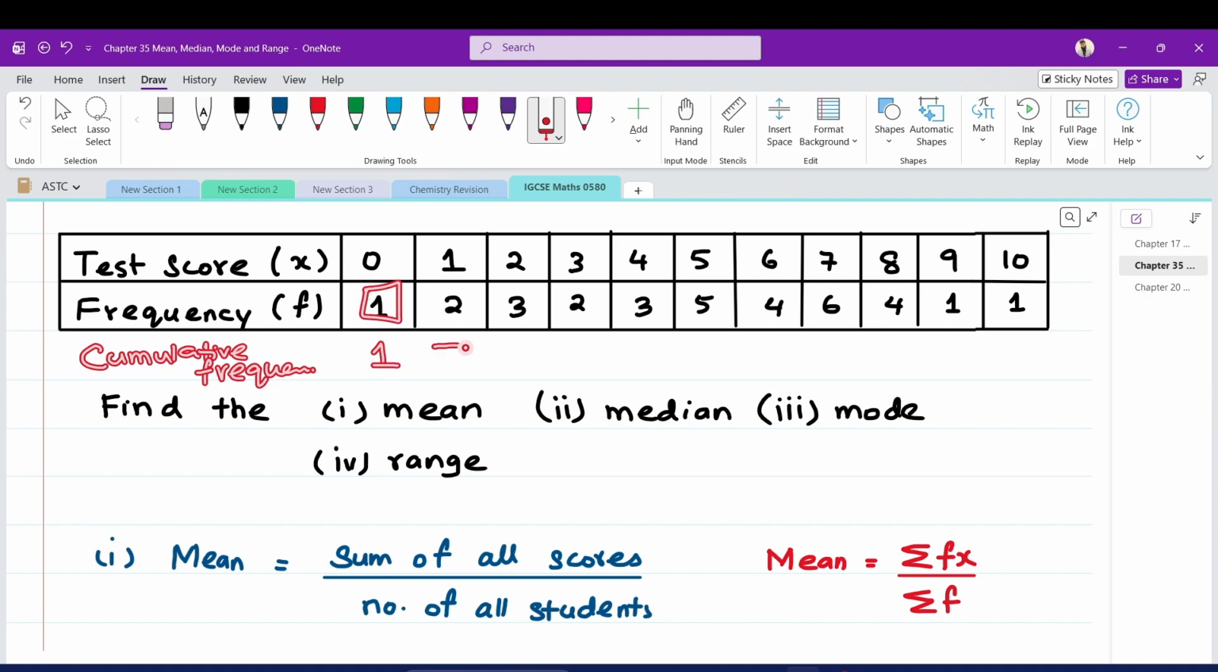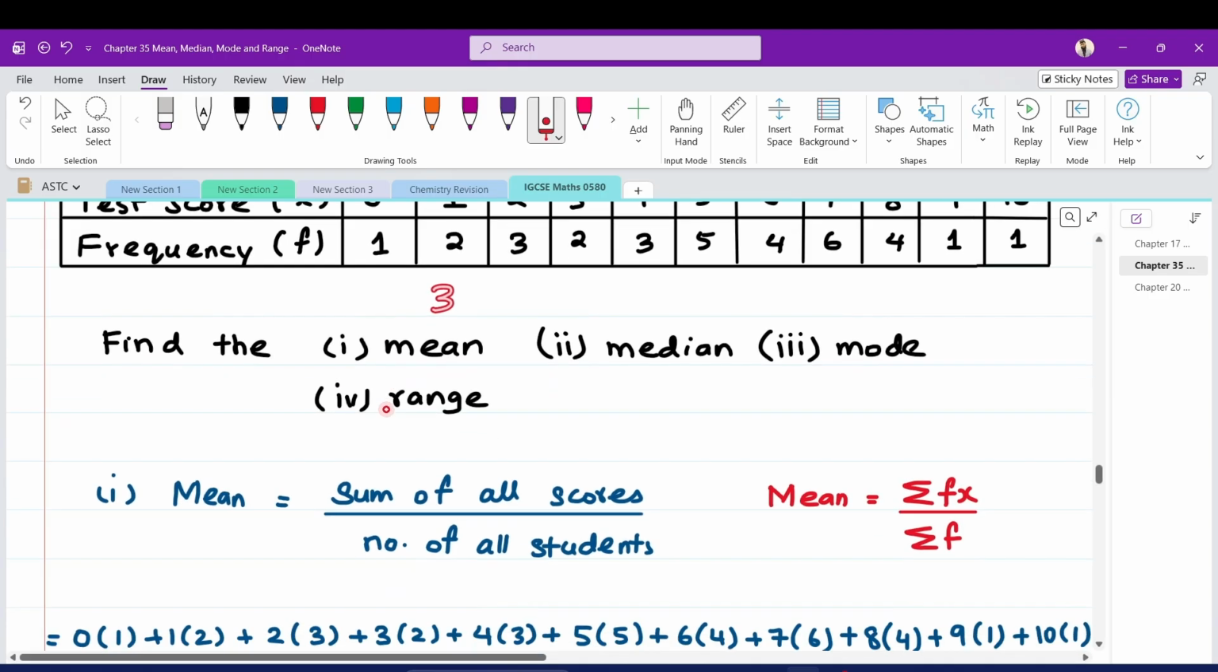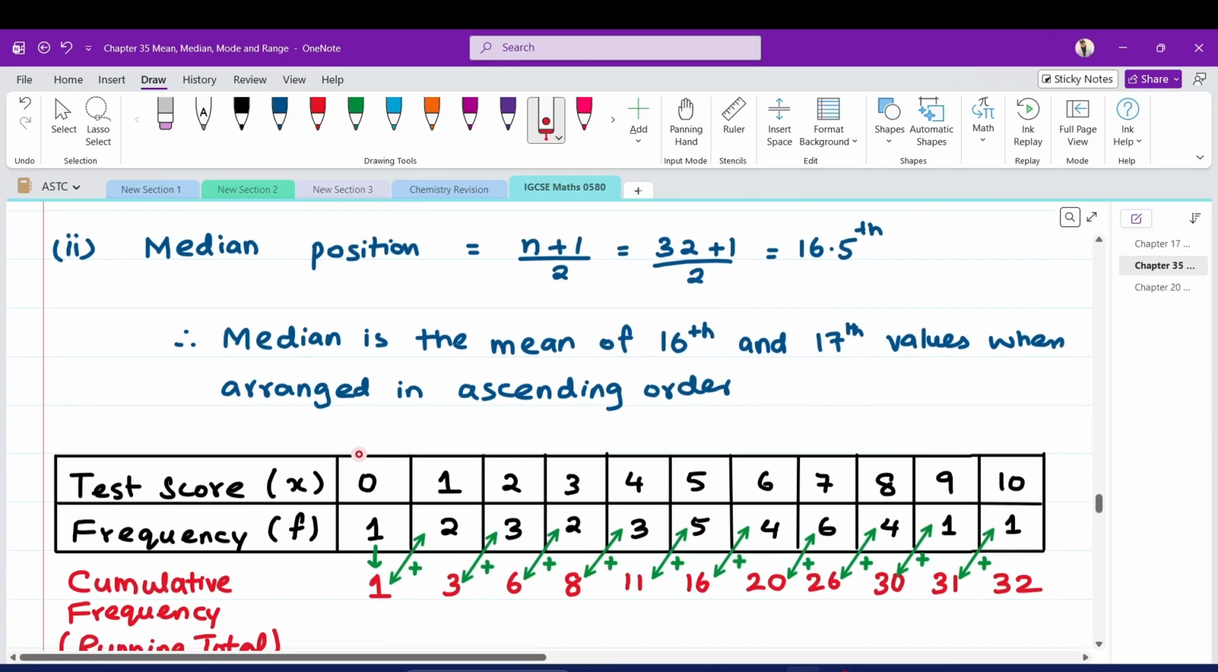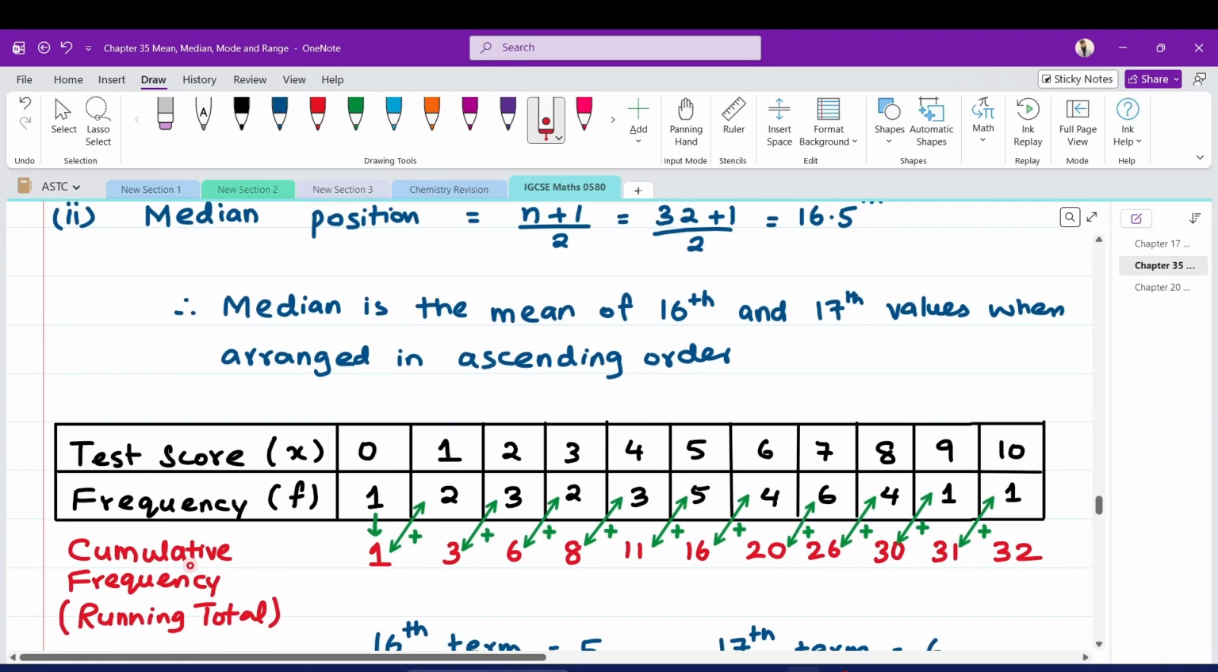The second term over here is going to work out by adding this 1 with this 2. So 1 plus 2, that will be 3. Let me show you the working over here. So look, cumulative frequency is just the running total. Let's say the first value is going to be the same as the first frequency value. The subsequent values are going to be worked out by this cross addition.